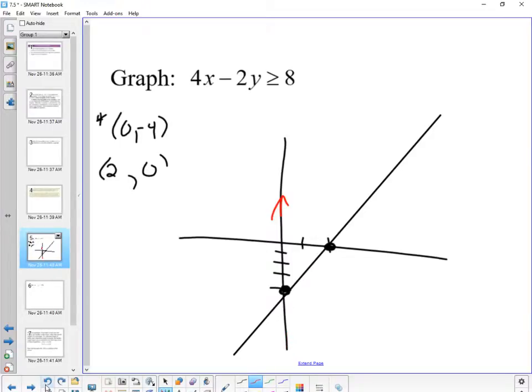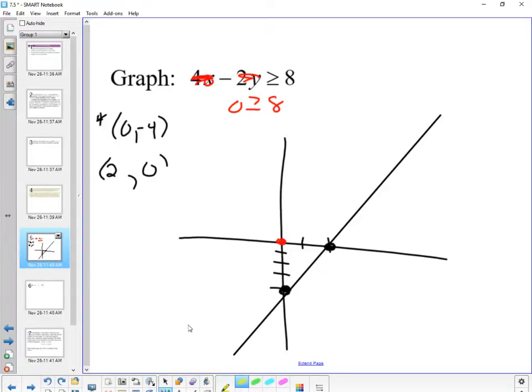So, let's take a look. What you can do here is you just test 1 point. If 1 point is true, then they should all be true. I'm going to test an easier point than 1, 1. 0, 0. When it's available, always test 0, 0. Because if x is 0, then that becomes 0. Minus 0, that means 0 greater than or equal to 8. Is this a true statement? No. Sorry. It's not. That means that my solution is not where 0, 0 is, but on the other side.